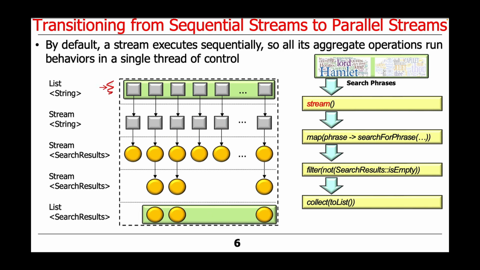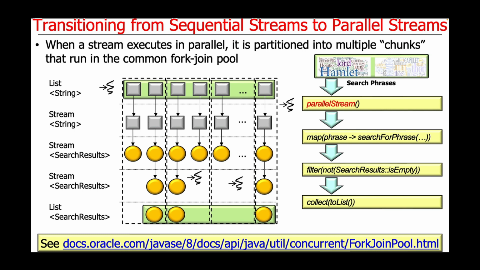If you change stream to parallel stream, as we see here, then all of a sudden, lots of things change. Most notably, there's multiple threads that are used. And those threads, of course, come out of the common fork join pool, which we talked about extensively at the beginning of the course. Now, I've shown it here like there's groupings of two threads. There's actually every single element here that is going to be pulled through will run in some thread from the common fork join pool in its own task.